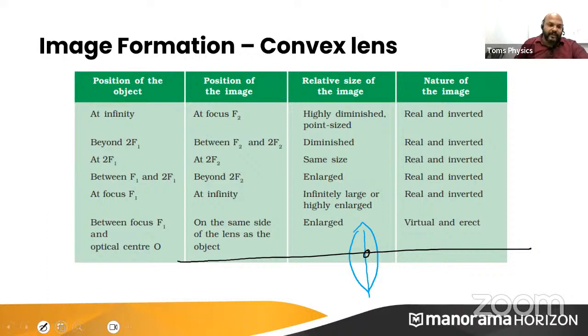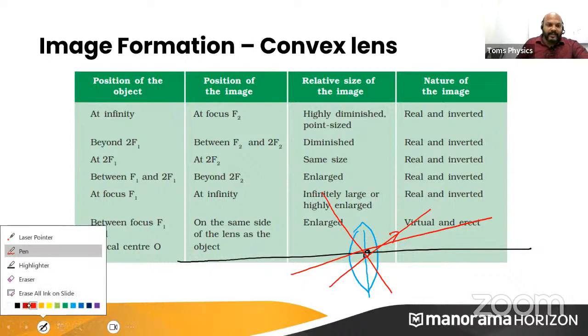So you could have a ray traveling like this, or like this, or like this. It can be coming from any direction, but if it is passing through the geometric center of this particular lens, convex or concave, it undergoes no refraction. It undergoes no bending.